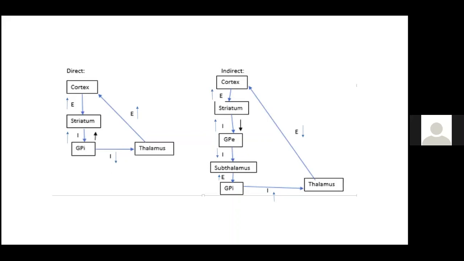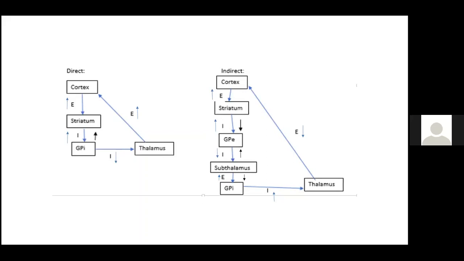Whereas the indirect pathway actually inhibits the pathway between the striatum and the globus pallidus externa. So now, because that pathway was originally inhibitory and it went and inhibited the globus pallidus externa, now because of the dopamine, that pathway is inhibited, and the striatum can no longer inhibit the globus pallidus externa. So therefore, now because that pathway is inhibited, the globus pallidus externa can no longer inhibit the subthalamus.